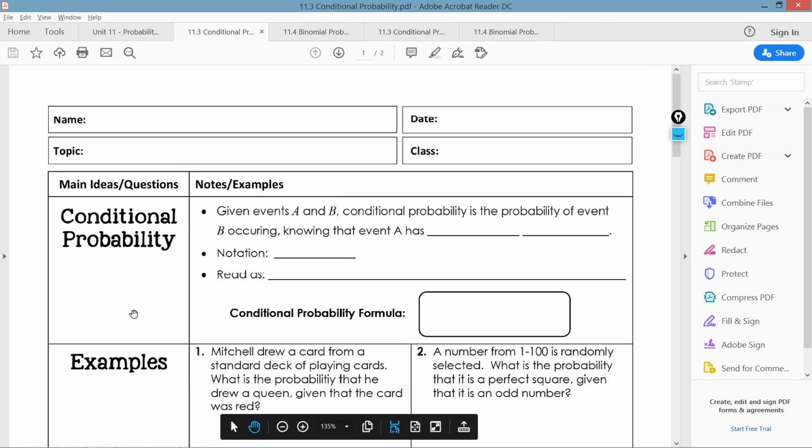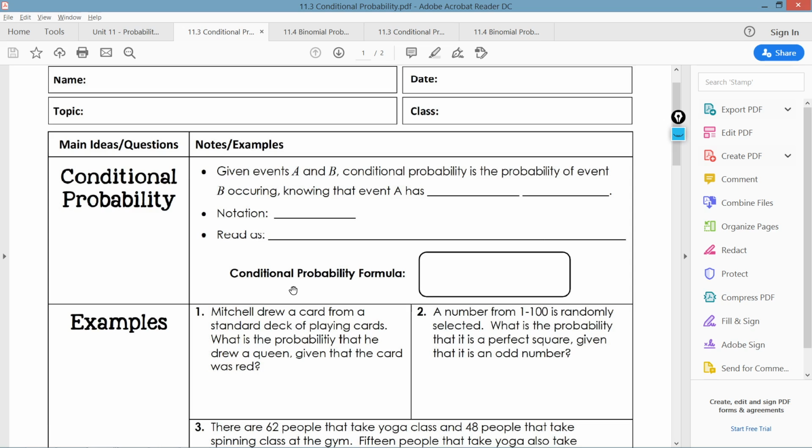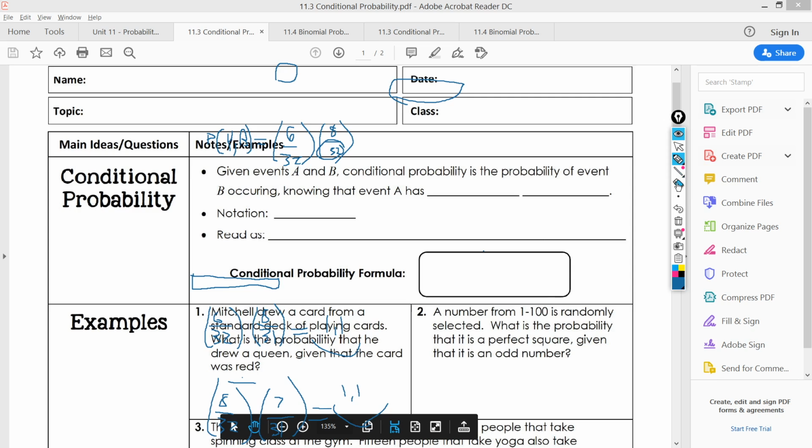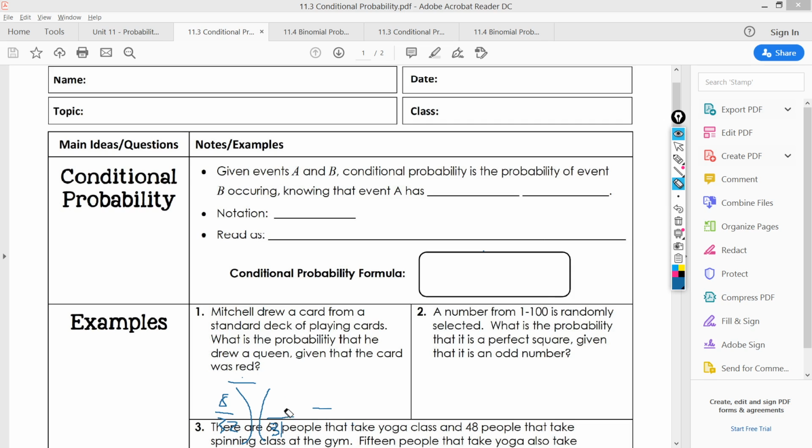All right, guys, we're going to do 11.3 now, conditional probability. Conditional probability is figuring out the probability of something happening if we already know another event occurred. By definition, conditional probability is going to be dependent probability, but it's a little different than what you're used to, what we did before.